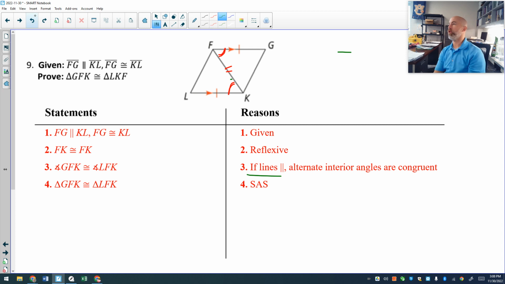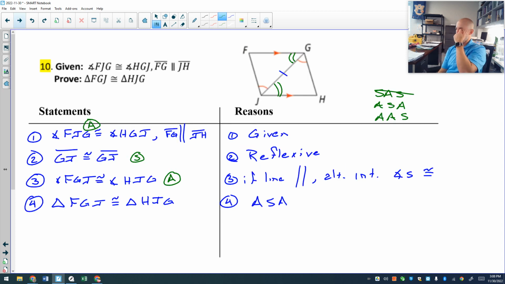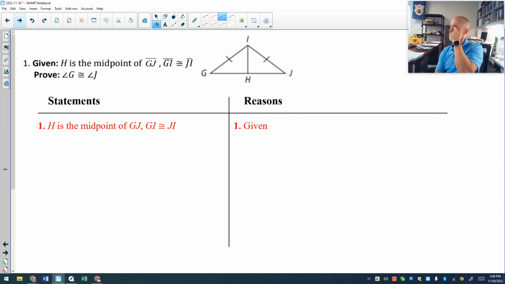Let's go on and knock out the 4 for today, and then hopefully we'll have a good bit of time. You can knock out the majority of the homework. So let's look at number 1. I have already input the given information.